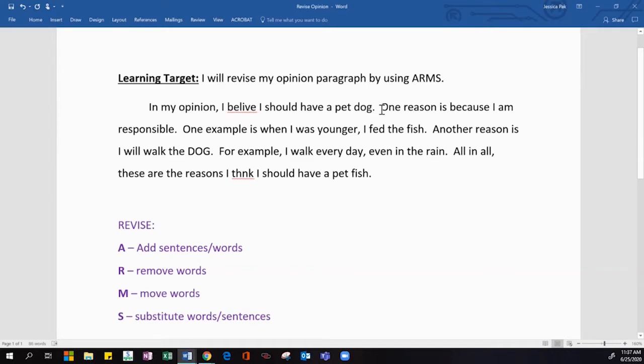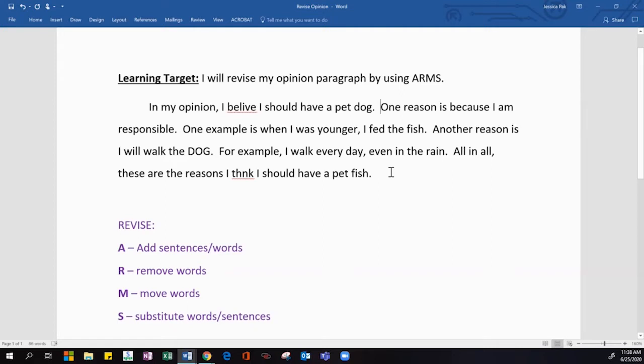So some of you might notice, hey, Ms. Pak, you spelled some stuff wrong. Today, I'm not focused on that. I'm going to try my best to ignore it because revision is something that I want to focus on for today. I'm listening to my words, and remember that the point of this is I'm trying to convince my parents to let me get a dog. So I really want to sell it. And I think I can add more or maybe change some things or add some more sentences to make this even stronger. So far I have, in my opinion, I believe I should have a pet dog.